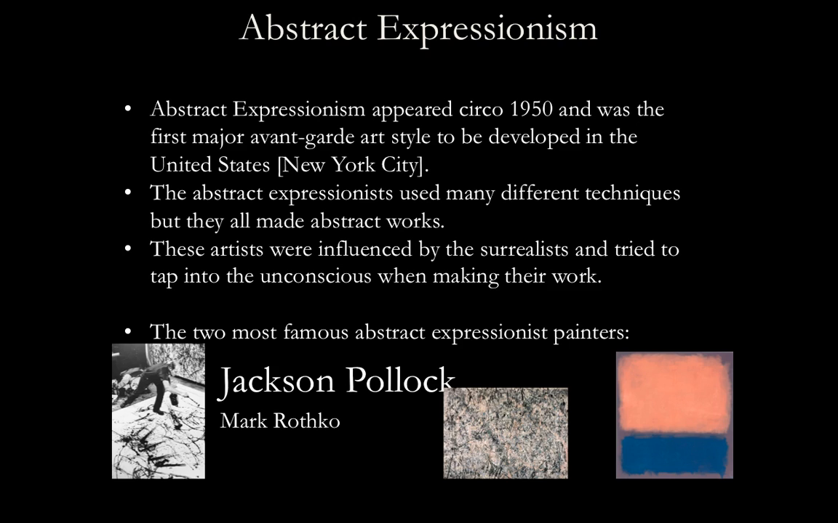Abstract Expressionism was a style that appeared around 1950, and it was the first major avant-garde art style that was developed in the United States, and specifically in New York City. The abstract expressionists used many different techniques, but they all made abstract works. These artists were influenced by the Surrealists, and they tried to tap into the unconscious in the act of making their work, so not necessarily in the subjects that they displayed in their work. And the two most famous abstract expressionist painters are Jackson Pollock and Mark Rothko, both of them Americans.